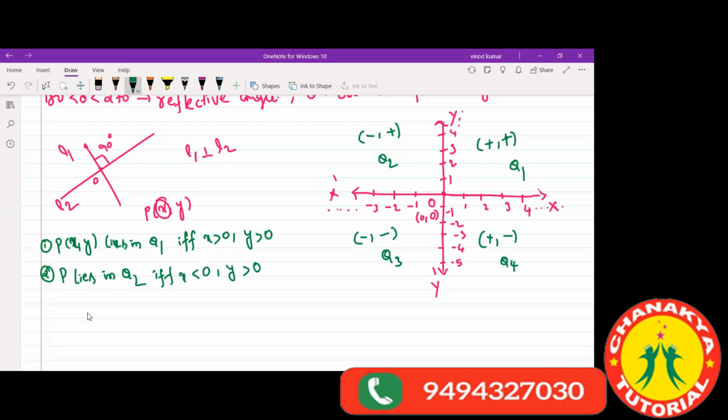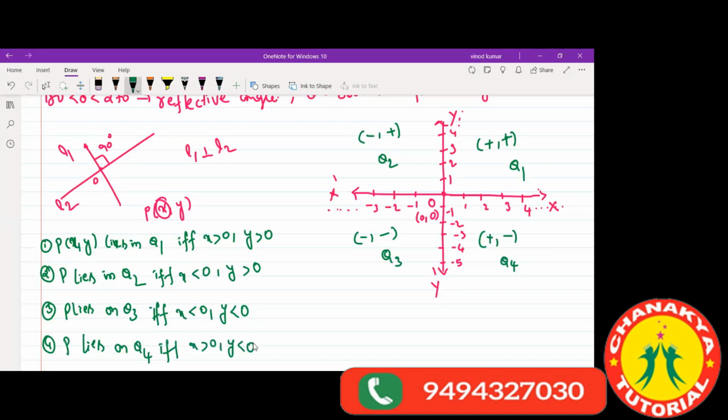P lies in quadrant 3 if and only if x and y are both negative, that is less than 0. Very good. P lies in quadrant 4 if and only if x is positive, that is more than 0, and y is negative, that is less than 0. Very good. Well done.